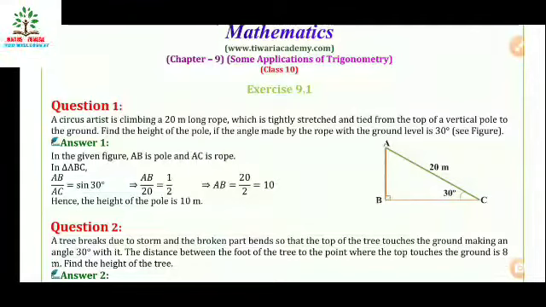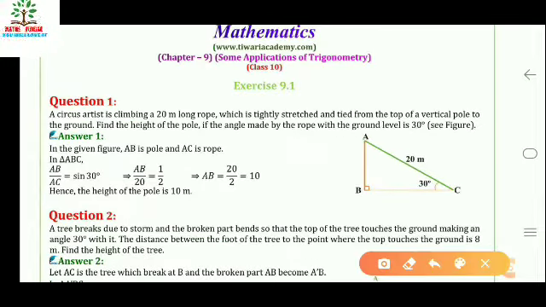Exercise 9.1 of chapter 9, that is some applications of trigonometry. So looking at the very first question: a circus artist is climbing a 20-meter long rope which is tightly stretched from the top of a vertical pole to the ground. Find the height of the pole if the angle made by the rope with the ground level is 30 degrees.